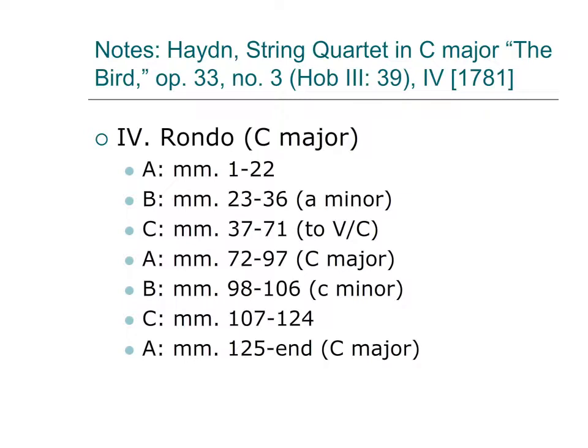Before we move on, a final note about the opus 33 quartets. These quartets were very well known in 1780s Vienna. They clearly influenced a set of quartets published by Mozart in 1785. In fact, Mozart dedicated his 1785 quartets to Haydn. In turn, Haydn's later quartets show the influence of Mozart's quartets.